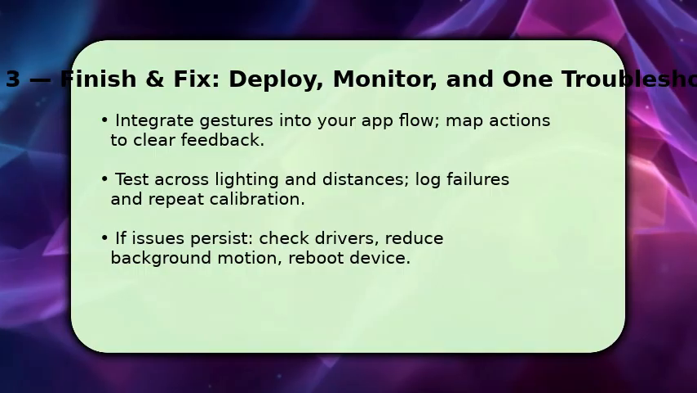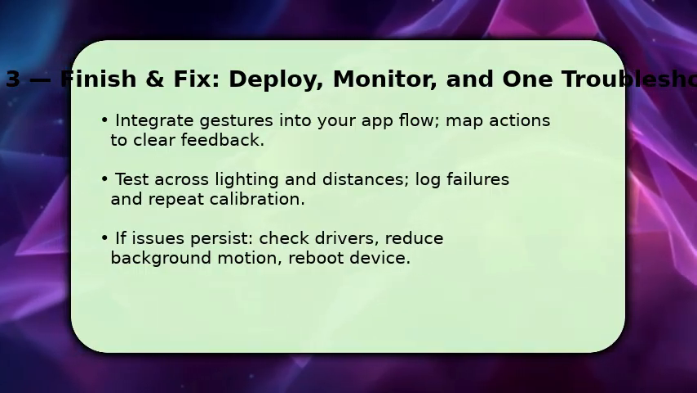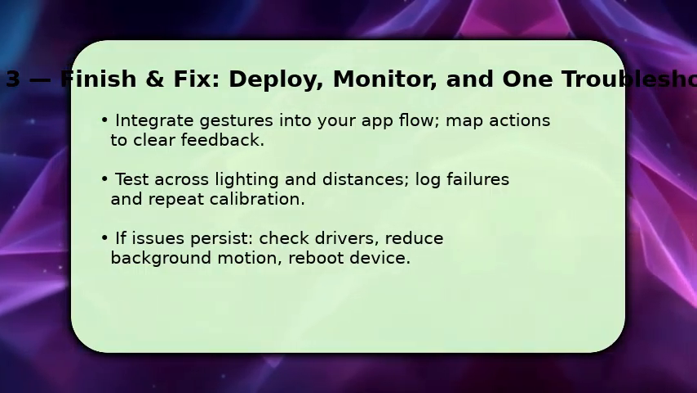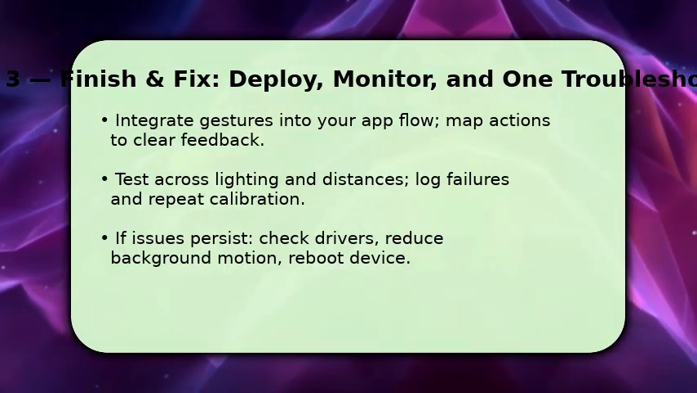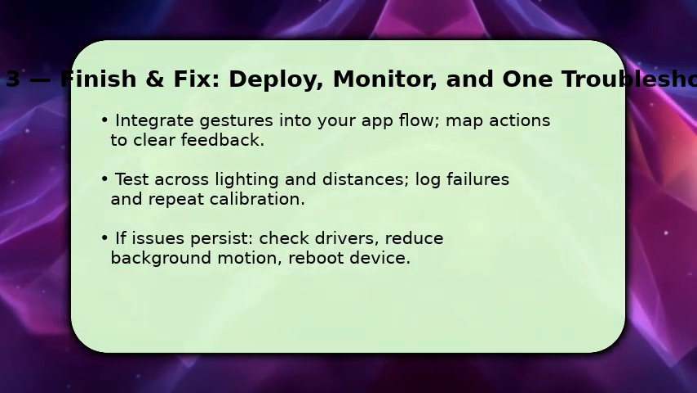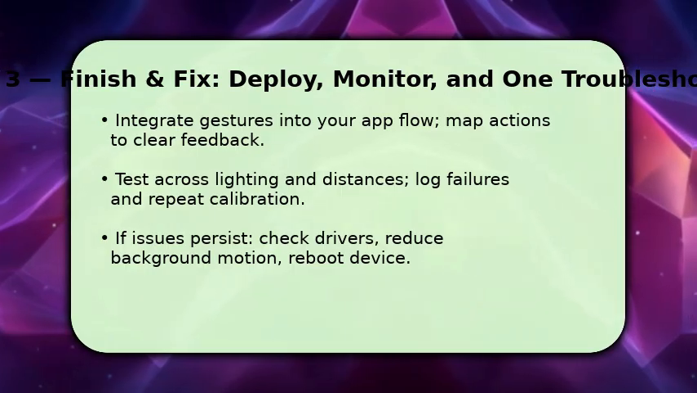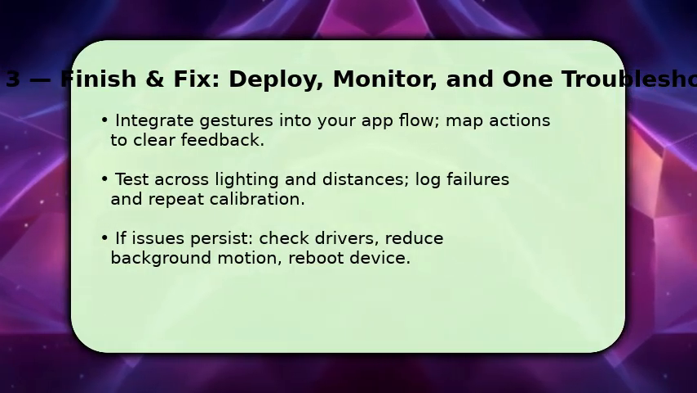If tracking still misbehaves, reboot the device, update or reinstall camera drivers, and reduce background motion. These steps fix most problems. One key tip: recalibrate after major lighting changes. That single step often resolves lingering accuracy issues quickly.